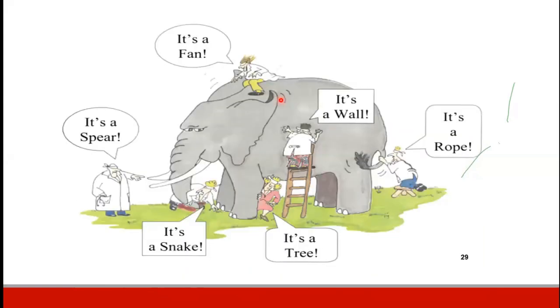So one says it's like a fan, a spear, a snake, a tree, a wall, a rope. The six blind men argued with each other because each one had touched and felt only one part. So which one is correct? Anyway, the story continues.